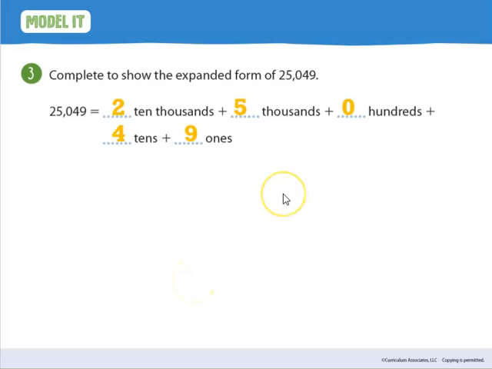Okay, now let's move from place value chart to expanded form. In this number, we have 2 10,000s, 5 1,000s, no hundreds, 4 10s, and 9 1s.